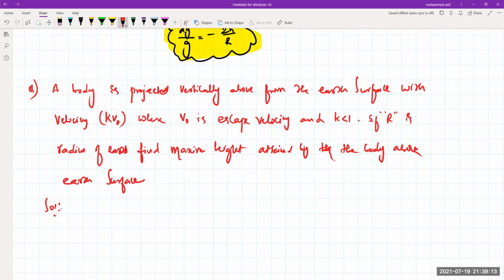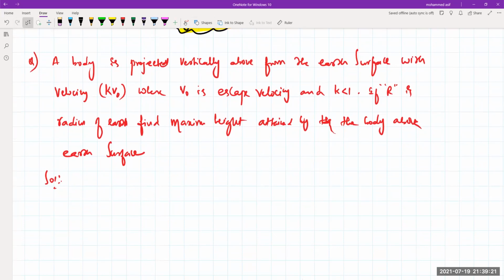One word answer. Logic, definition. A body has been projected vertically above the earth's surface. This one. You are projecting this body from the surface of the earth, and it goes to a certain height. This distance is your maximum height.